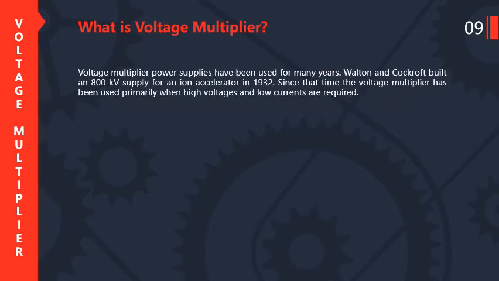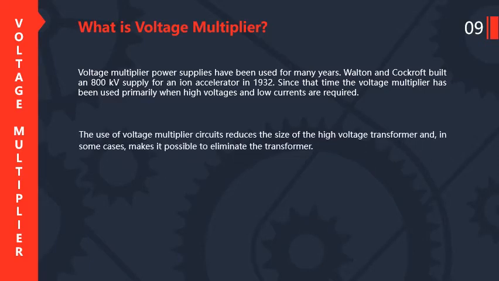Now, what is voltage multiplier? The voltage multiplier power supplies have been used for many years. Walton and Cockcroft built an 800 kV supply for an iron accelerator in 1932. Since that time, the voltage multiplier has been used primarily when high voltage and low current are required. The use of voltage multiplier circuit reduces the size of high voltage transformer and in some cases makes it possible to eliminate the transformer.